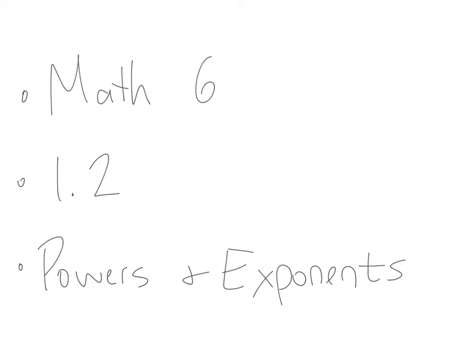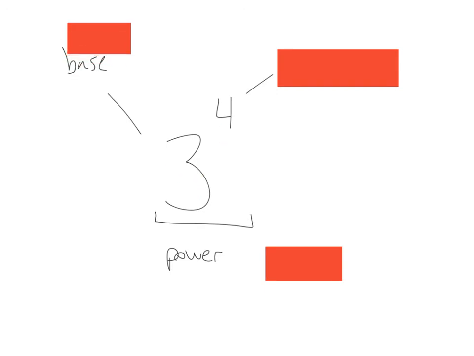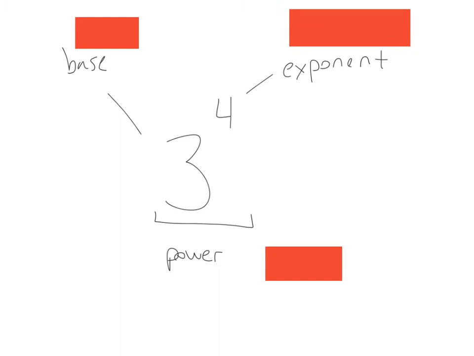Today we're talking about powers and exponents. Alright, so, got a little thing here. Let's talk about this. Got a big 3 and a little 4. What is that? Well, the whole thing is what we call a power, okay? Big 3, little 4 is called a power. Well, what's the big 3 referred to as? The base, okay? It's the big part there. It's the base holding up the little part called the exponent, okay? The whole thing is called a power.